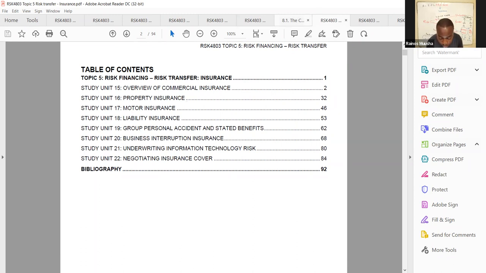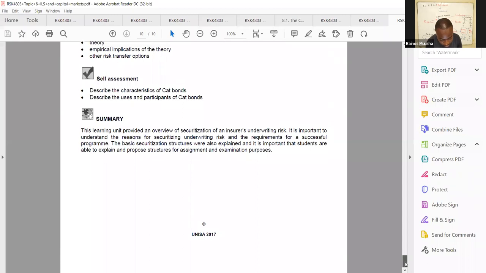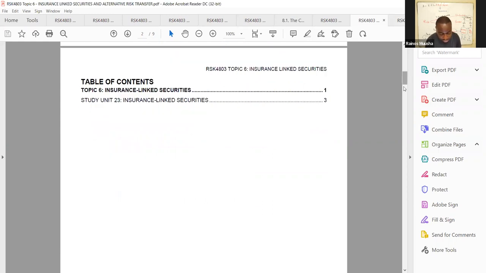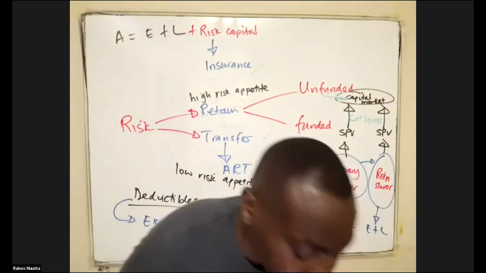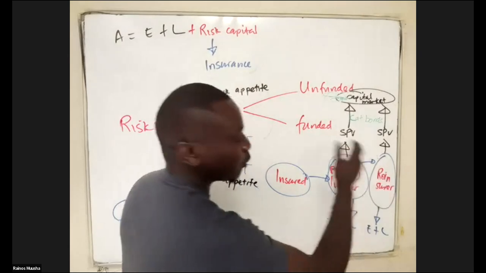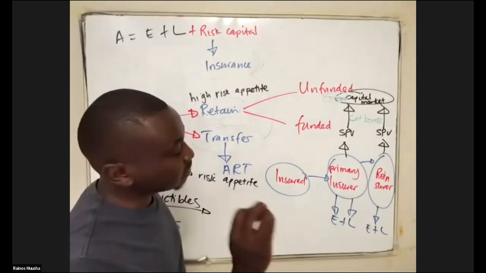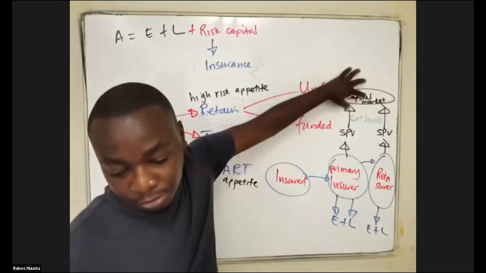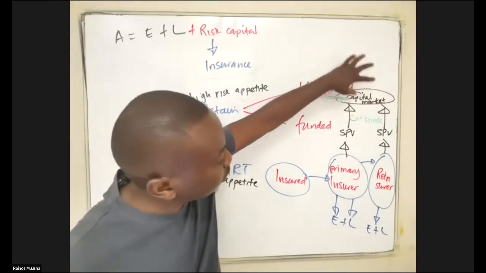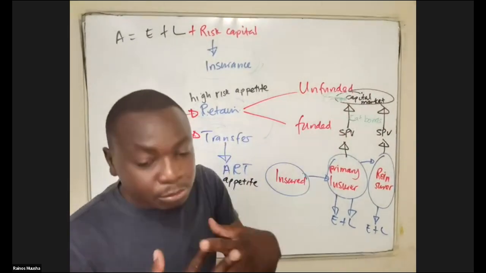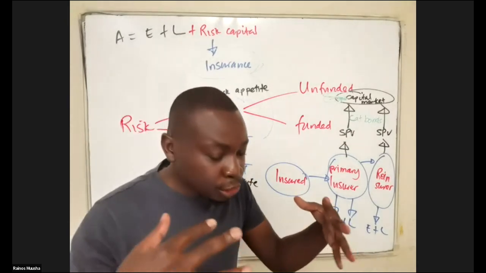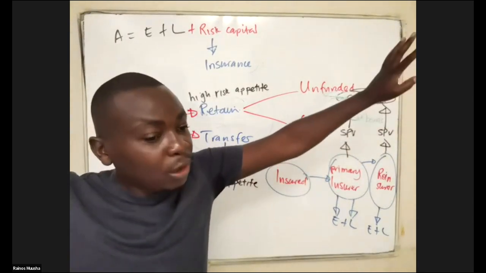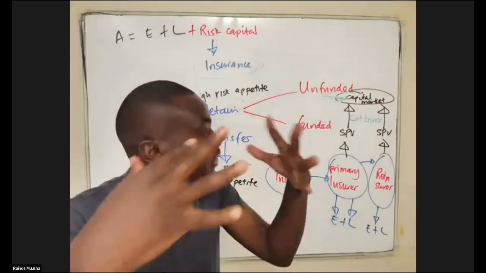But remember, if you look at topic six, it looks at insurance-linked securities. Remember when I gave you the overview, I said historically we're going the reinsurance route. The main idea behind topic six is to demonstrate the link between the insurance market and the capital market, as a way of fusing them together. Historically, the capital market has operated on its own, and the insurance market has operated on its own. Now there's a merging of these two together.